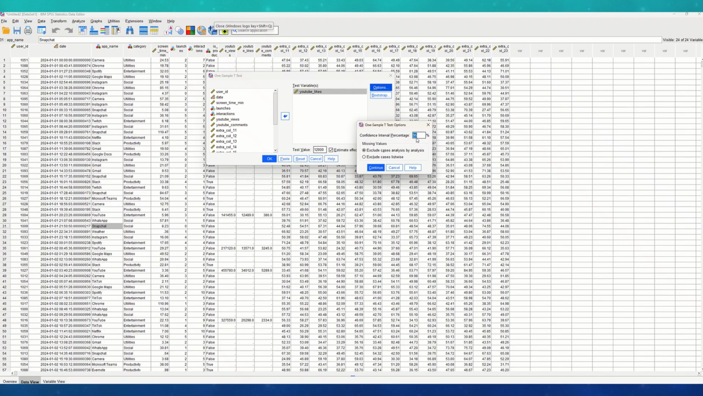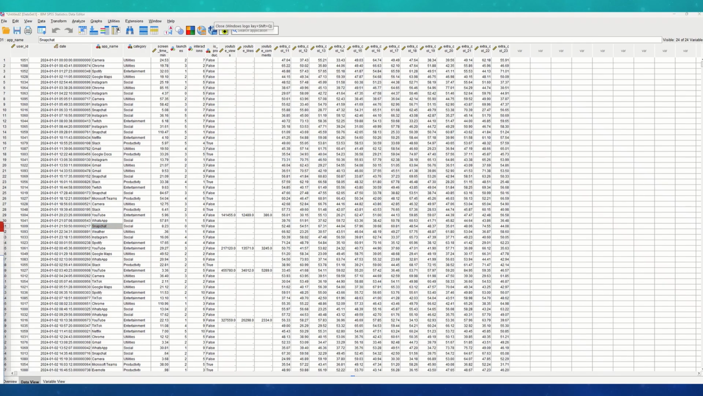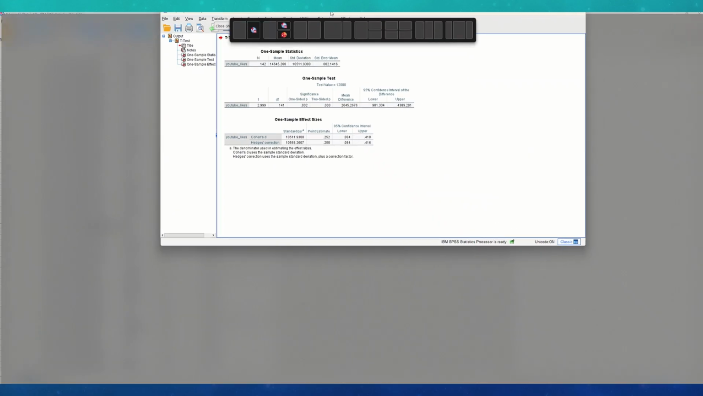Confidence intervals are the range of values over which, in the case of a t-test, we think the true mean of the sample's population lies. So you can also estimate the confidence interval. I'll leave that at 95%, which will match our alpha. And then I will hit OK. And then your output screen will look something like this.